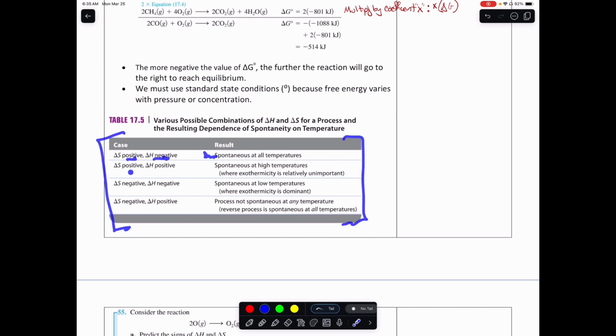Here, we're reminded that when the reaction is becoming more random but is requiring heat to occur, then high temperatures are needed. Thirdly, when the reaction is becoming more orderly and giving off heat, then low temperatures are required. And if it's becoming more orderly or losing entropy and it requires heat, then the process is never spontaneous. It's like this is getting very orderly and energy is being put in to make it occur. That's not spontaneous at all.